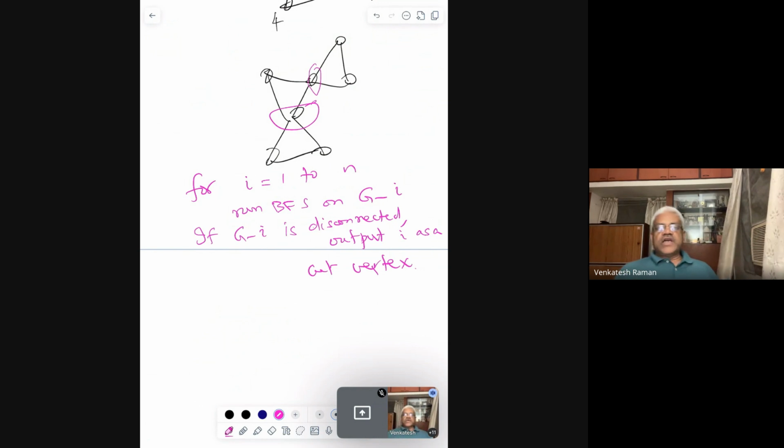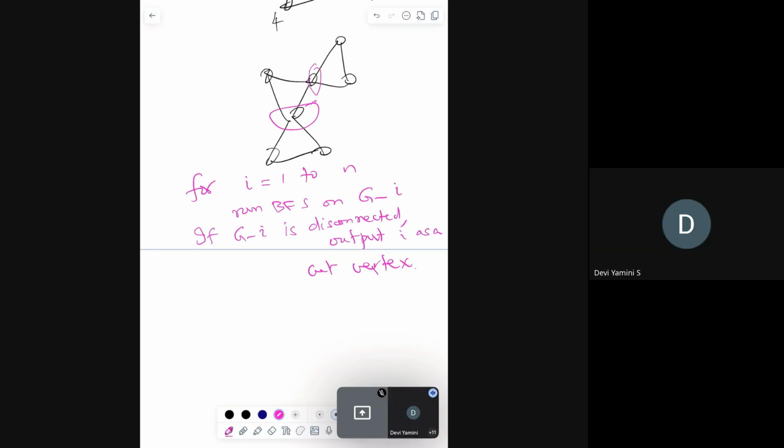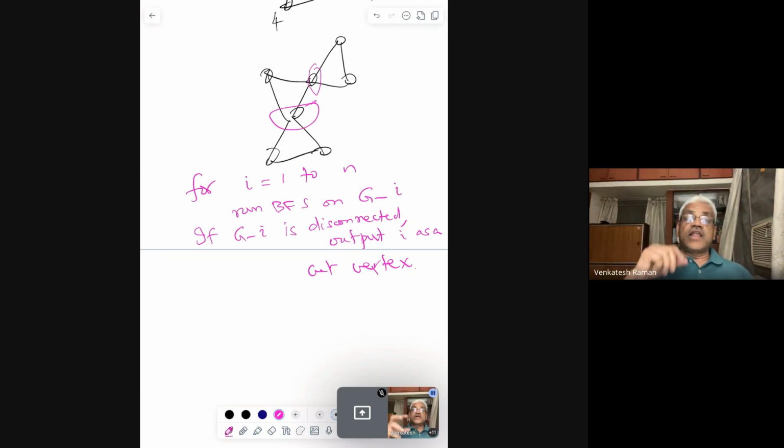And how much time will it take? Order of n into n plus m. Why? Because the for loop runs for every vertex, so n times. The DFS runs for n plus m, hence n into n plus m. Exactly. So there is a clever DFS based algorithm which can improve it to n plus m. This is Tarjan's algorithm. In fact, this is part of Tarjan's PhD thesis, which won him the Turing Award, by the way.